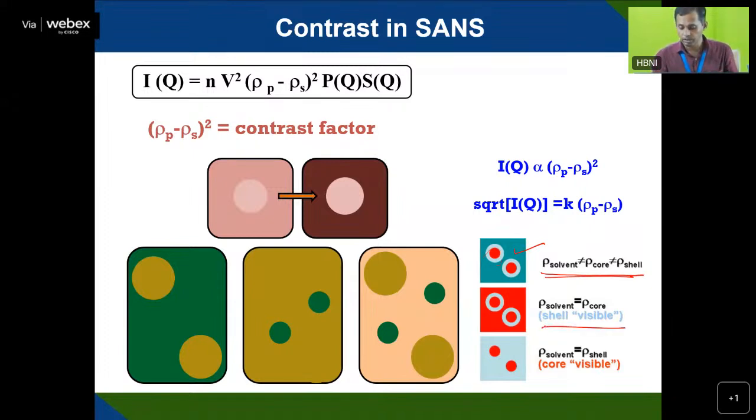But in this case, when you make rho solvent equal to rho core, you can see the core information is matching with that of the solvent, and you will be able to see only the shell information. Similarly, your shell is visible here.